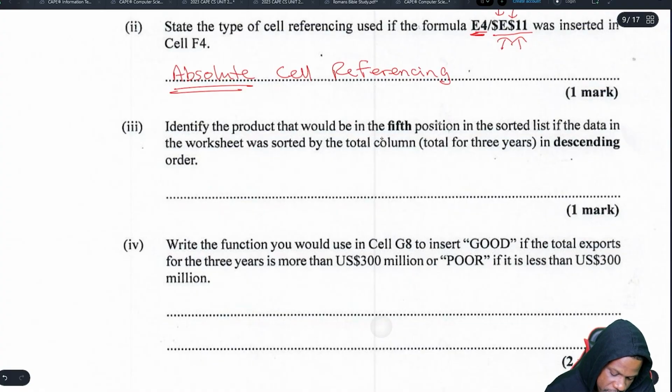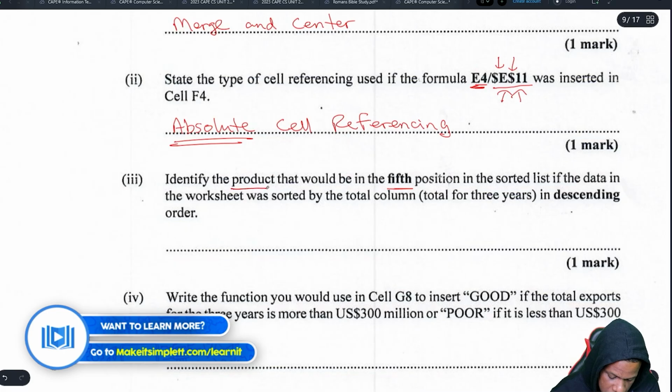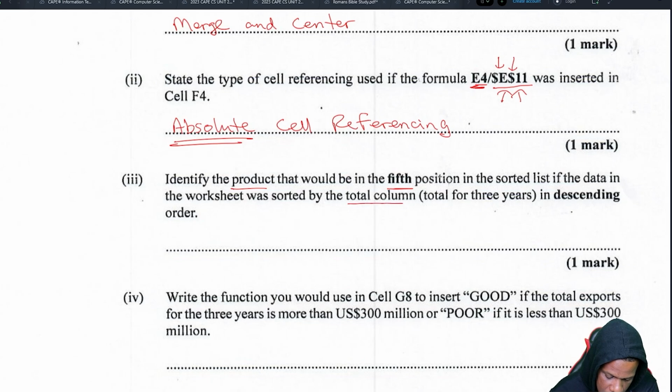Identify the product that will be in the fifth position in the sorted list if the data in the worksheet was sorted by, oh my, it's a lot of words. For people who have problems comprehending things in exams, they might need to read these things over, so I recommend that you sit down and read it over. Time is not your enemy in the CSEC IT exam, so you can read things over and don't worry too much, right? Identify the product that would be in fifth position in the sorted list if the data in the worksheet was sorted by the total column.